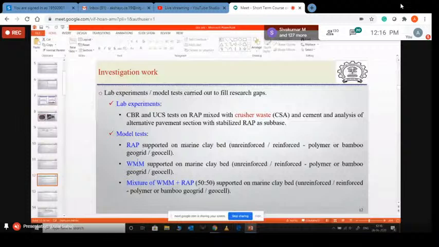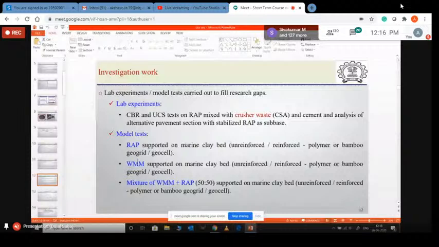The testing schedules are like this. We made tests on 100% RAP material and then tried to reduce the RAP material and increase the crusher waste material. It was like 100:0, 75:25, 50:50, 25:75, and 0:100. And for all the combinations, we varied the cement content from 0 to 6% in steps of 2%, that is 0%, 2%, 4%, 6%, and tried to see how the CBR value is changing, both soaked and unsoaked CBR value.